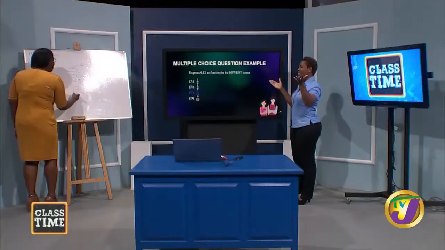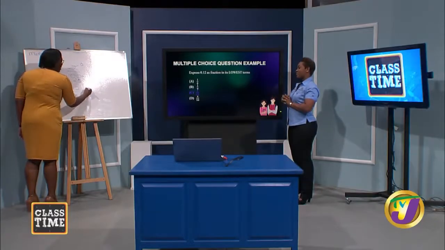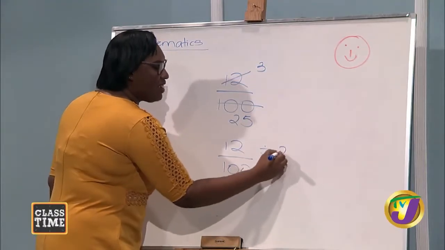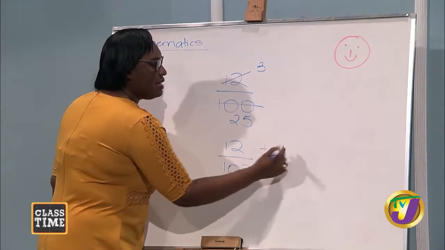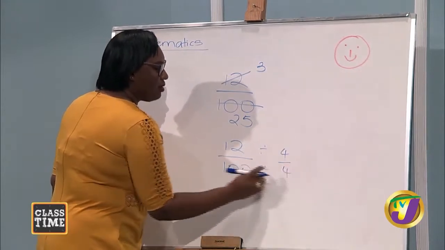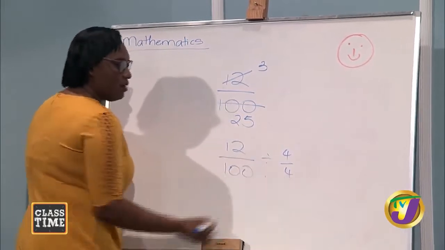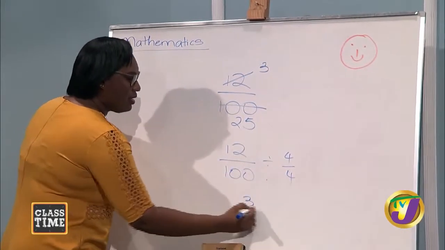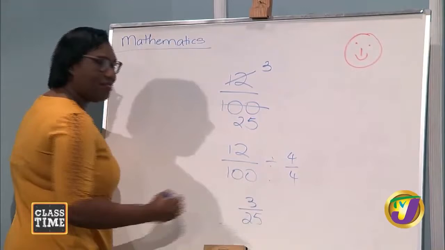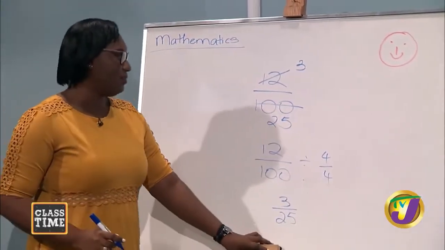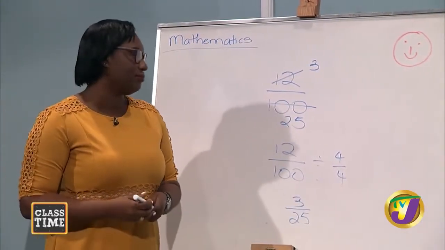Again, let me just write it out. There's another way, because we said 4. It means we're dividing both numerator and denominator by 4. So we're left with 3/25. So 12 hundredths is equivalent to 3/25, and it's in its lowest terms.